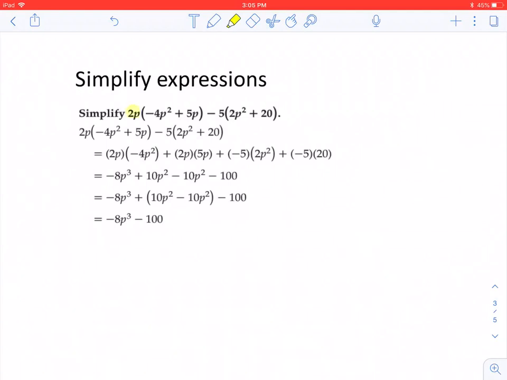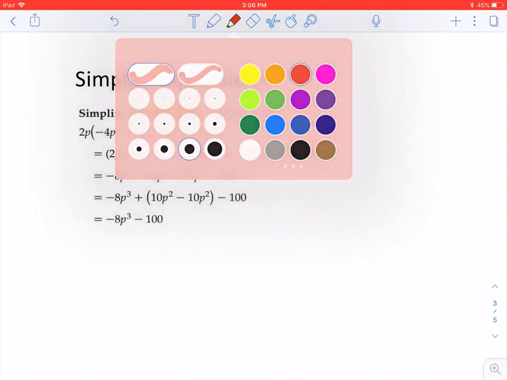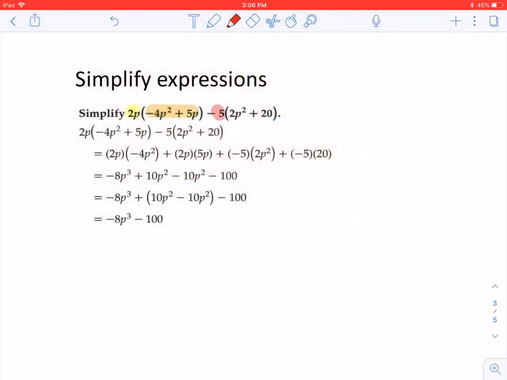We have this 2p right here, and that 2p needs to be distributed to the negative 4p squared and the 5p. But we have another monomial, this minus 5, and that minus 5 needs to be distributed to the 2p squared plus 20. And so this creates a scenario where there's two different places where we have to do the distributive property. This 2p is going to distribute to this and this. This negative 5 is going to distribute to this and to this. Now, once we do that and we actually multiply everything out, we're going to end up with four different terms.